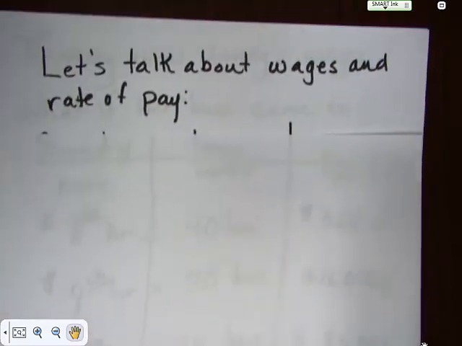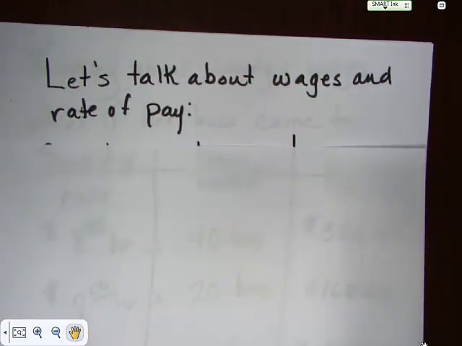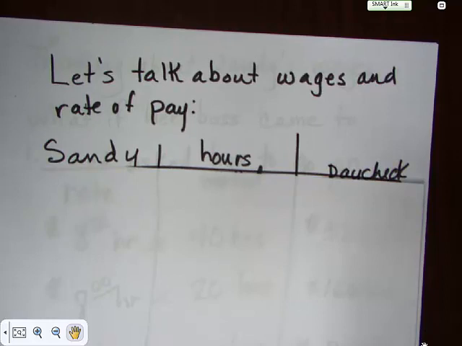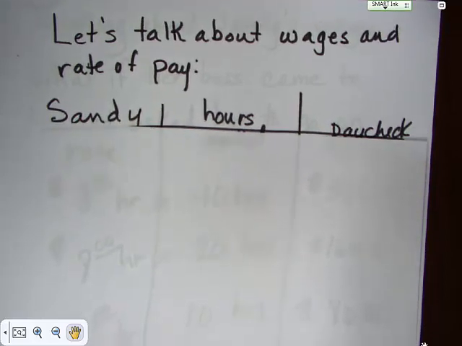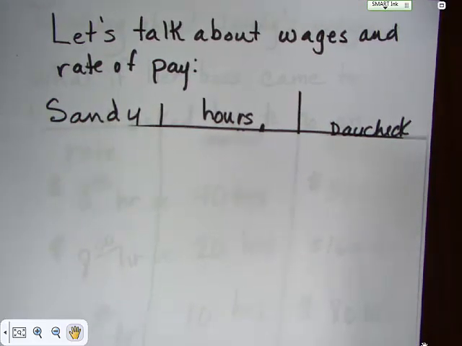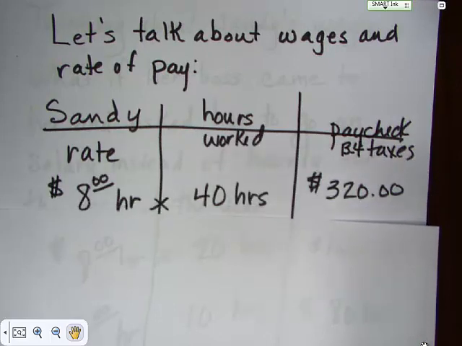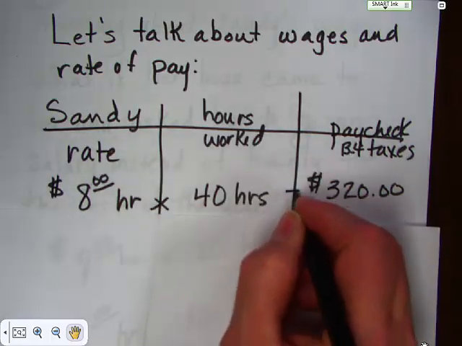Okay? Let's talk about wages and pay. We care a lot about that, and the older you get, you care more about it. Okay, Sandy, she works at the grocery store. And her pay is dependent upon how many hours she works, okay? Her rate of pay is $8 an hour. So if she works 40 hours at $8 an hour, we would multiply the two.